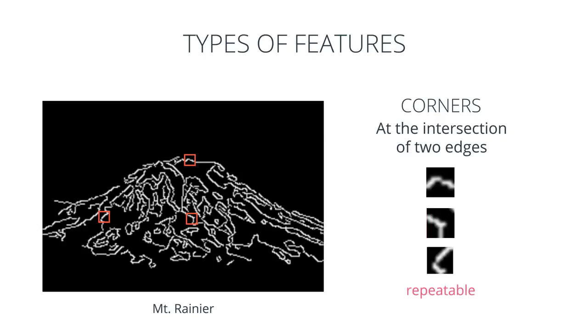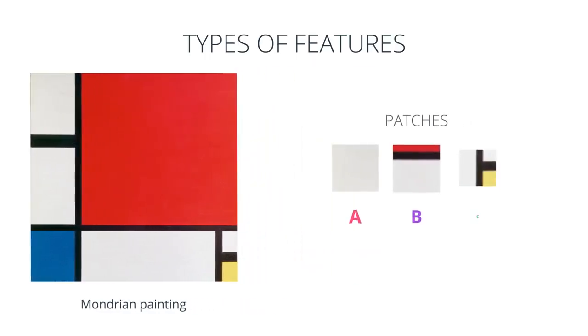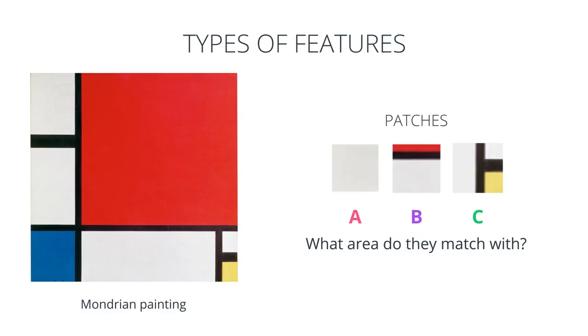We'll be most interested in detecting corners because they're the most repeatable feature, which means that they're easy to recognize given two or more images of the same scene. As a simple example, let's look at this image of a Mondrian painting. And let's look at these three patches, patch A, B, and C. Given these three patches, can you tell me what rectangular area they match with on this image?